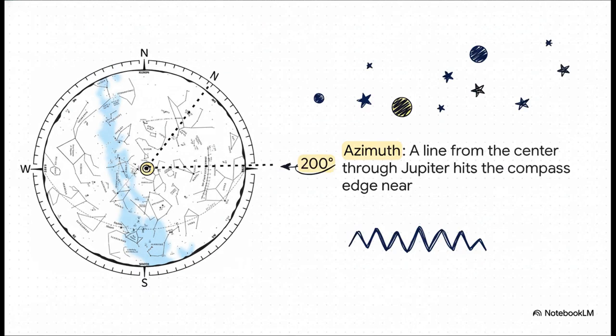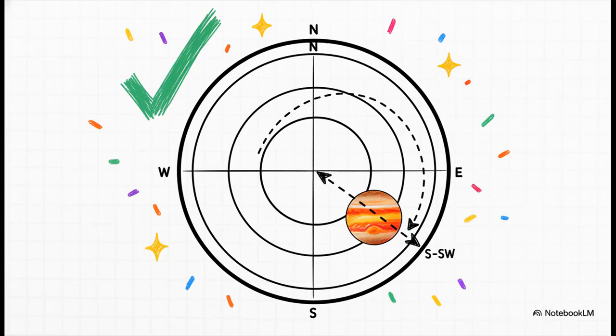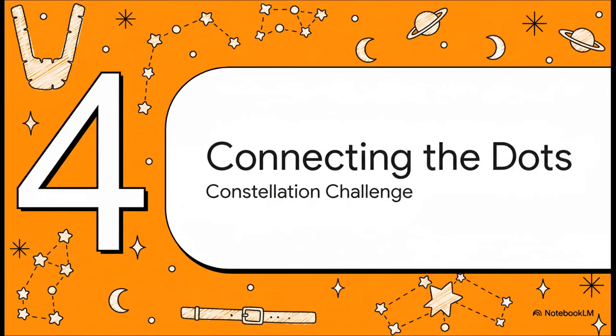Okay, on to step 2, azimuth. To get this, just imagine drawing a line from the very center of the map, right through Jupiter, all the way to the edge with the compass degrees. See that? If you trace it out, it lands just a little past south, which is 180 degrees. Looks like it's hitting right around the 200-degree mark to me. And just like that, we have it. Jupiter is at azimuth 200 degrees, altitude 30 degrees. And guess what? You just read a sky map. Seriously, that's the core skill right there. Nicely done.